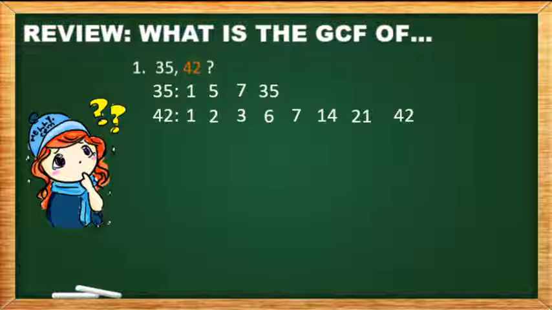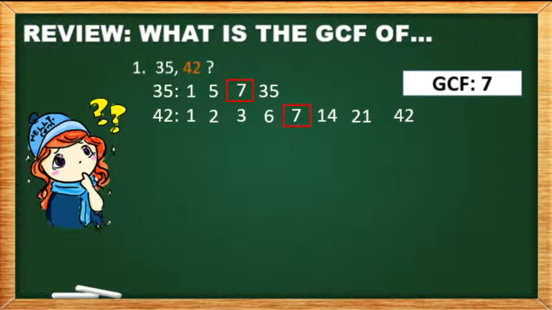Now, meron na tayong mga factors ng 35 at 42. So, we need to find na lang the GCF. Pag sinabi natin GCF, it is the greatest common factor. So, we have common factors of 35 and 42, which are 1 and 7. Since GCF ang nahanap natin, ang mas mataas na common factor ang kailangan. So, this is 7. Therefore, the GCF of 35 and 42 is 7.